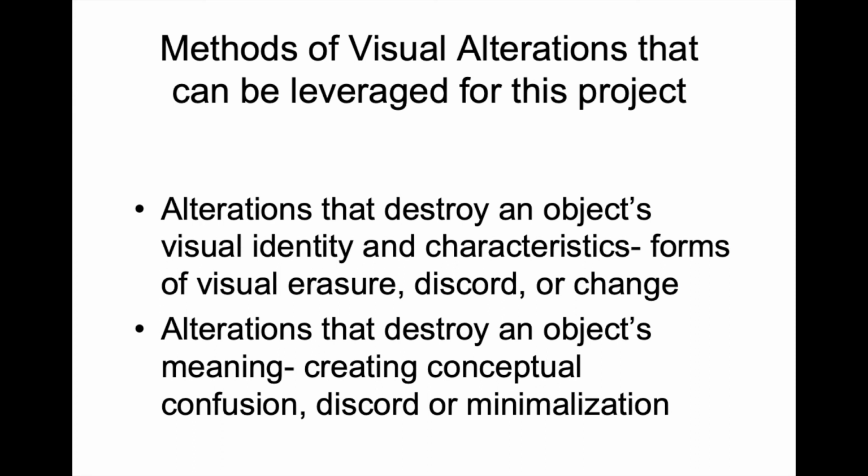Altering those visual characteristics. So that's one approach, is to alter the visual characteristics. Another really is to destroy an object's meaning, by creating conceptual confusion, discord, or minimalization, excuse me, the meaning. And so there are a couple of different strategies. You can either attack what the object looks like, or you can attack the meanings that are associated with that object.